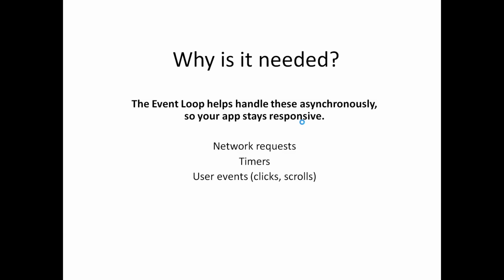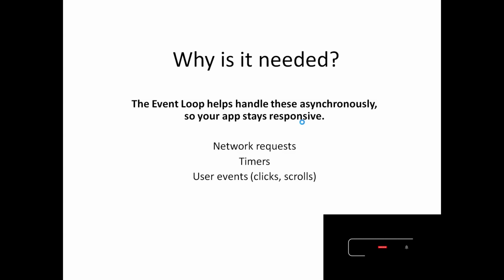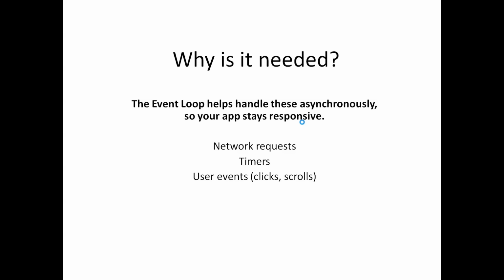So why is it needed? JavaScript is single threaded, meaning it can only do one thing at a time. But in modern applications, we need to do many things at once. Respond to user clicks and inputs, load data from a server, handle timers and animations, then run background tasks. If everything happens synchronously, the browser, and we can also use Node.js, right, would freeze every time a long task runs.